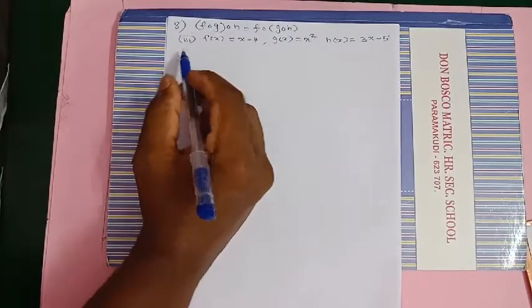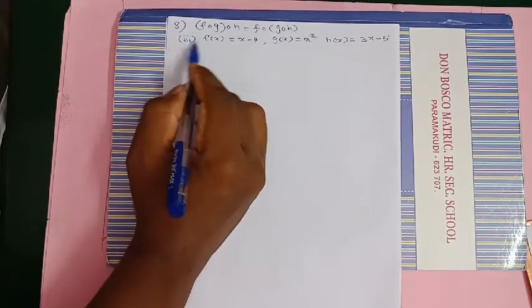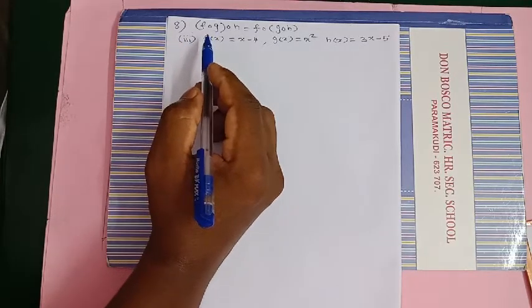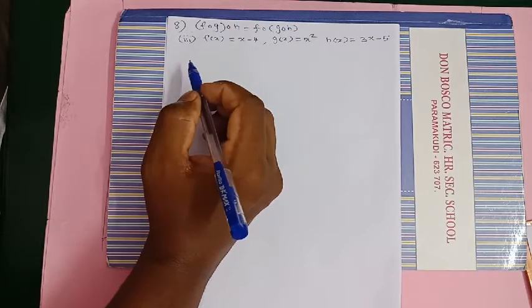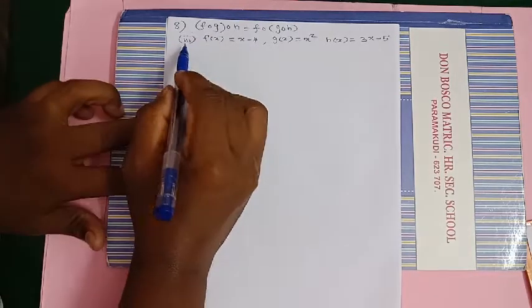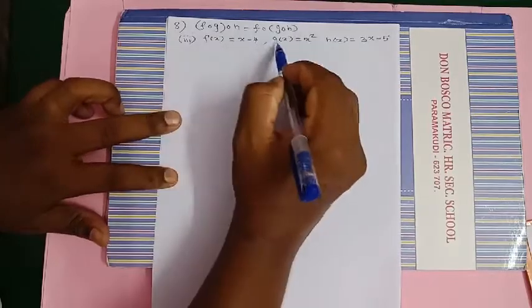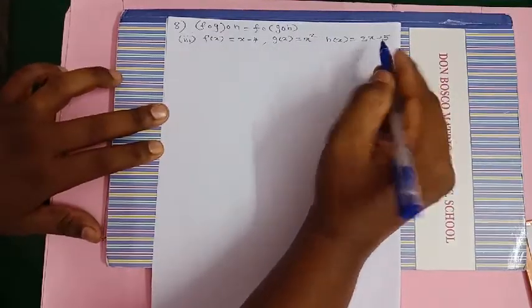Let us solve question number 3. Question number 8, subdivision 3. The remaining 2 questions, solve yourself. Any one of the 4 questions will be asked as a 5-mark question. So subdivision number 3, f of x equal to x minus 4, g of x equal to x square and h of x equal to 3x minus 5.